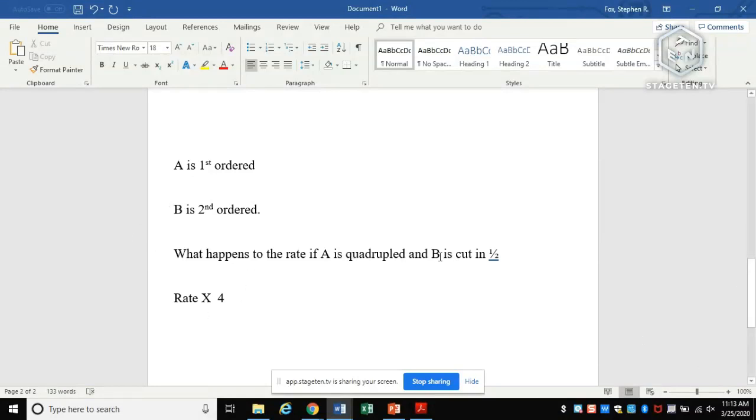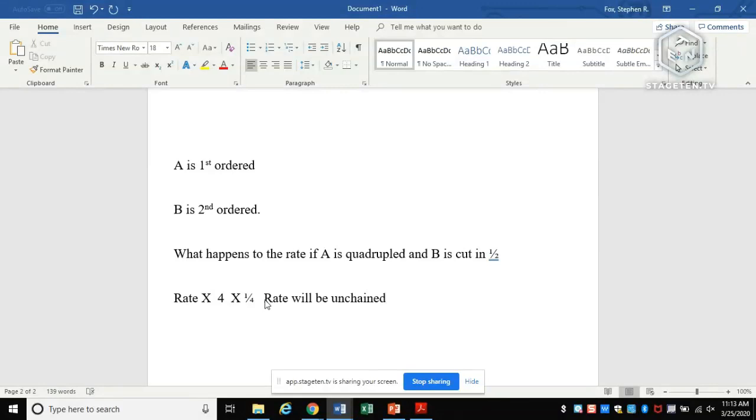But I changed B as well, and I cut B in half. B is second order, so 1/2 squared is 1/4. So now I have to multiply the rate by 4, but I also have to multiply it by 1/4. Essentially, I'm just multiplying it by 1, so the rate will be unchanged.